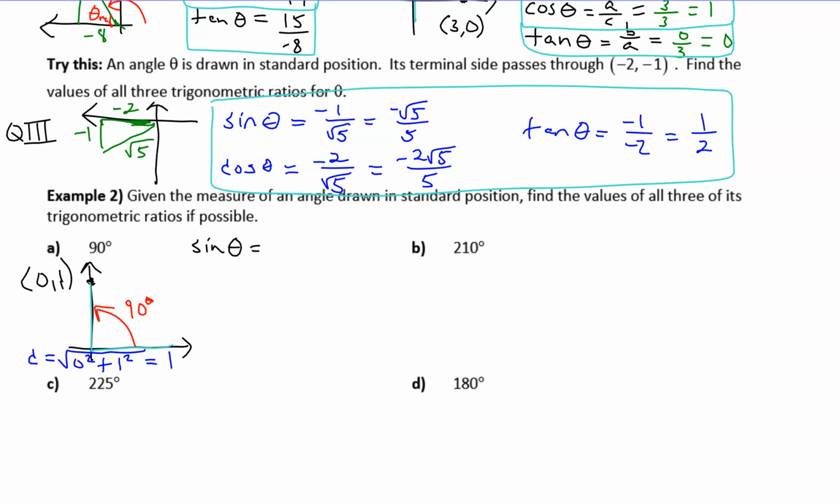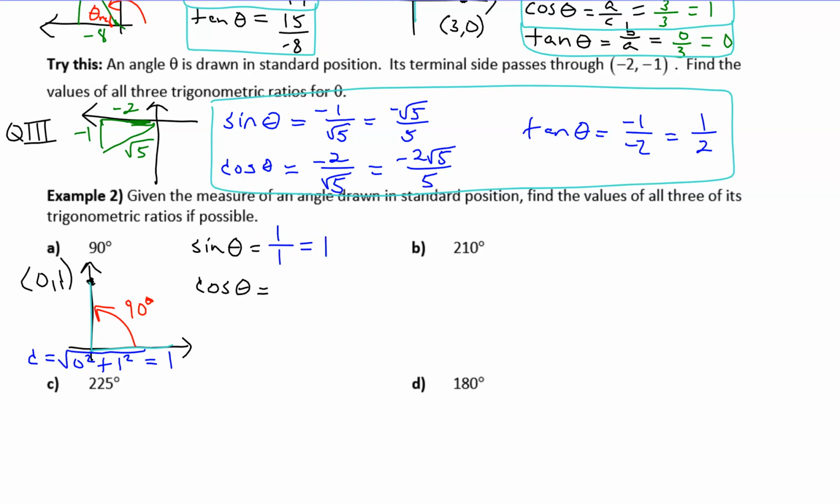Now sine of theta is opposite over hypotenuse. We don't really have a triangle here, but the opposite side, if you remember, was always vertical. So that means we're going to take the vertical coordinate, which is 1, and divide it by the hypotenuse, which is 1. So that means the sine of theta is 1.